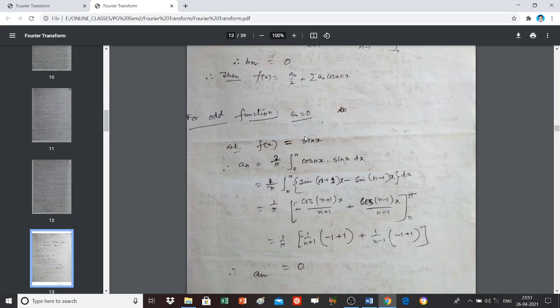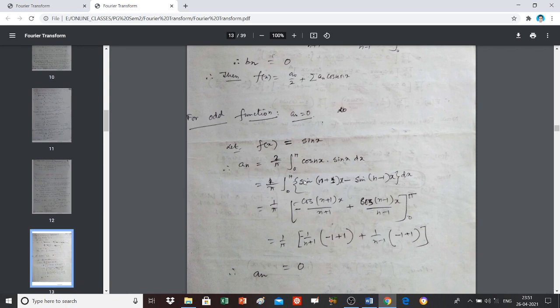which is an odd function, because you know that sin of minus x is equal to minus sin x. Now using this, you just write an is equal to 2 by pi. You know the definition, integral 0 to pi of cos nx sin x dx. And that can also be written in this fashion, sin of (n plus 1)x minus sin of (n minus 1)x, because this is 2 cos nx sin x.